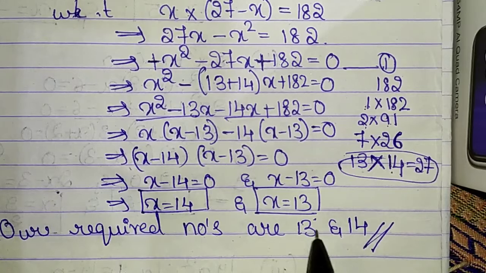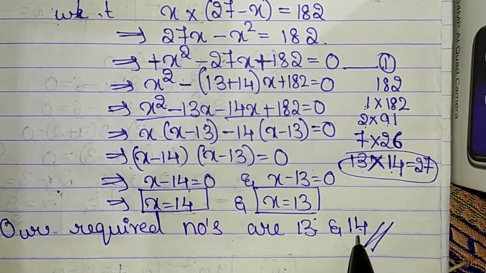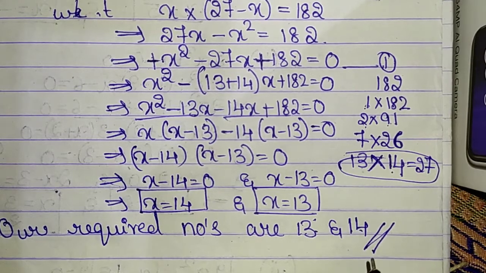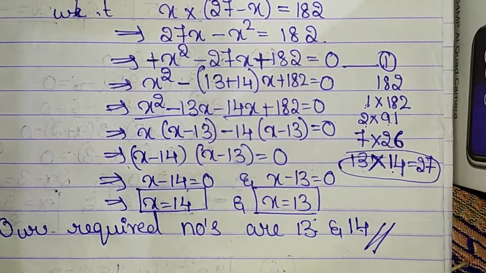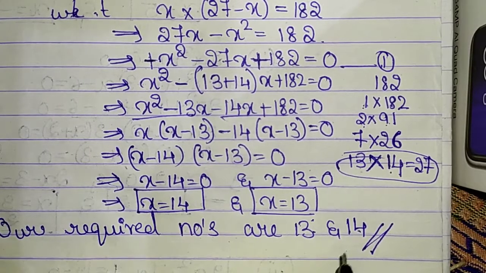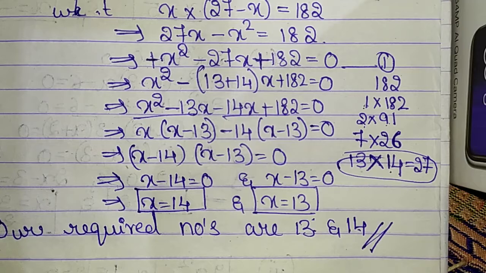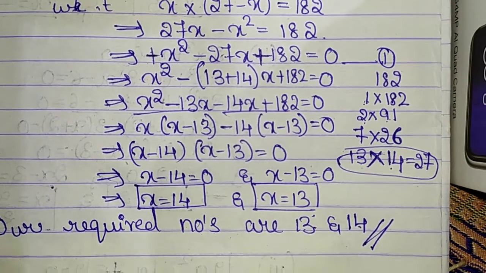If you add 13 and 14, the sum of the numbers is 27. So 13 plus 14 is 27 and their product is 182. 13 into 14 is 182. So these numbers satisfy both the conditions and we found these numbers using quadratic equations. The fourth question I am going to leave as your homework.